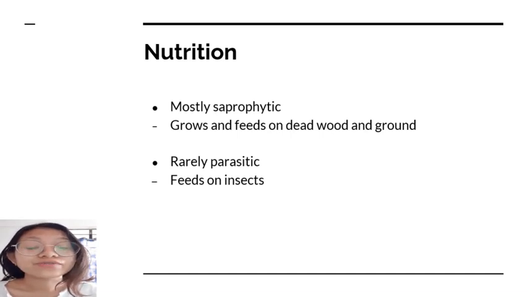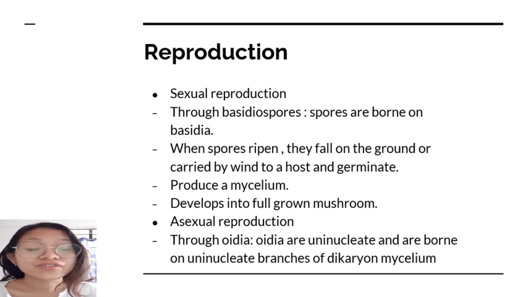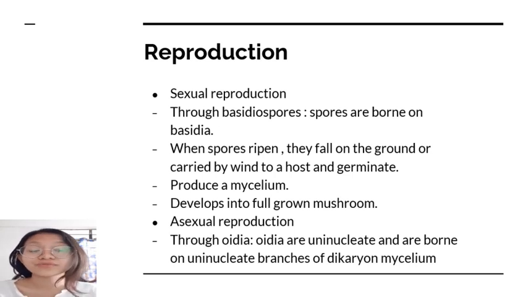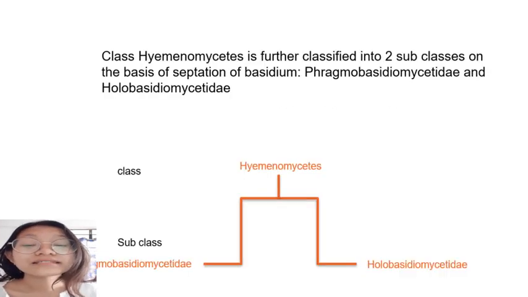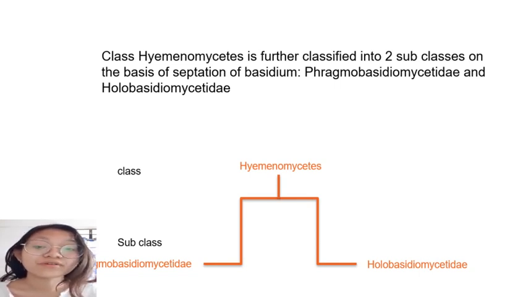They reproduce either through sexual or asexual means. Sexually, through the production of basidiospores, where the spores are borne on basidia, and when the spores ripen, they either fall on the ground or are carried by the wind to a host where they germinate into a mycelium and develop into a full-grown mushroom. Or they reproduce asexually through the production of oidia. This class is further classified into two subclasses solely based on the septation of the basidium. They are Phragmobasidiomycetidae and Holobasidiomycetidae.